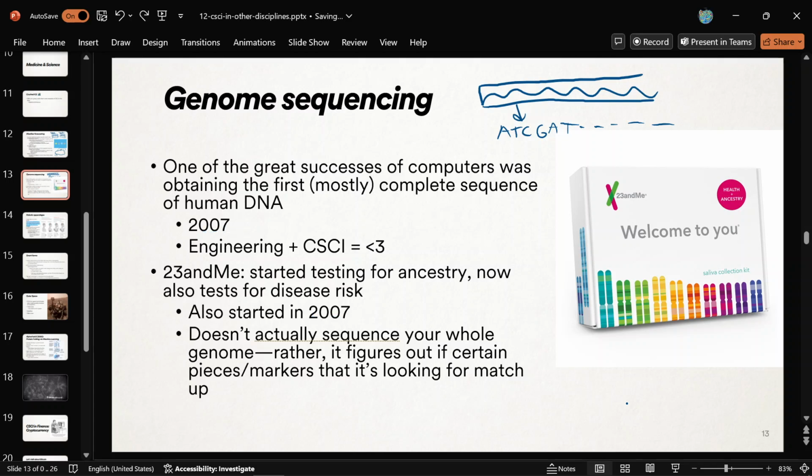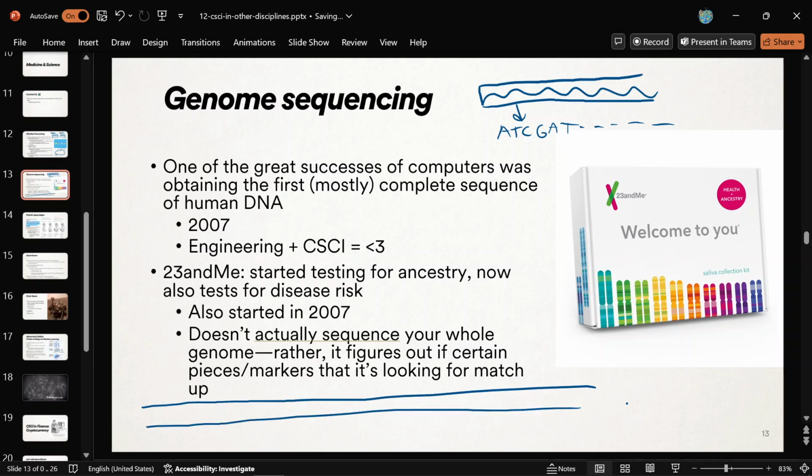It's very, very expensive to get an entire person's DNA, but it's cheap to do this kind of ancestry testing and disease risk testing. There's a little bit of a difference. What the 23andMe people do is they don't sequence your entire genome. That would cost millions of dollars. Instead, they cut it up into pieces, essentially, and they have a reference piece.